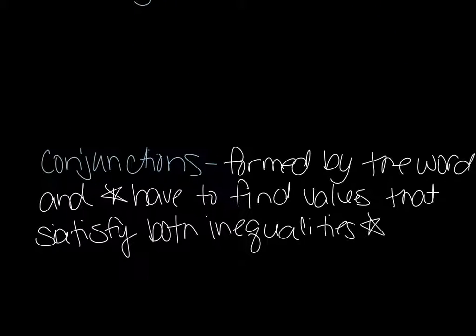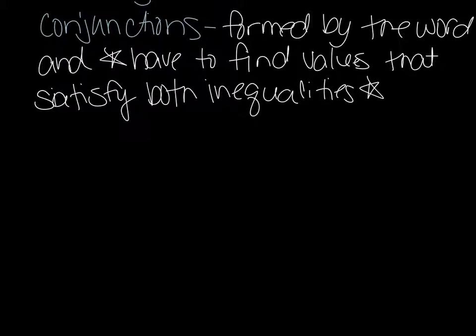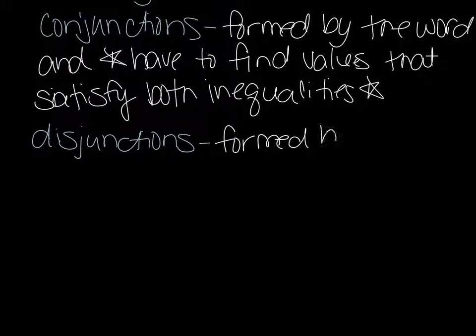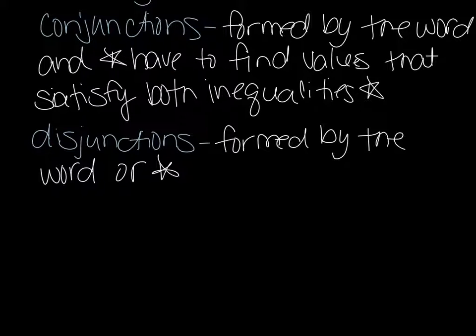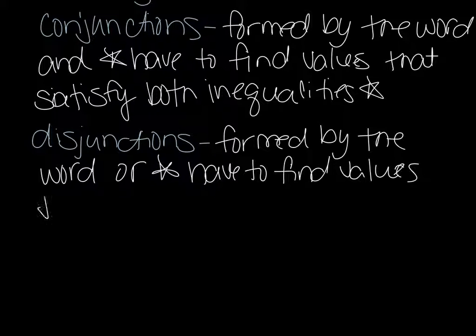Now, we have conjunctions. We also have disjunctions, which is almost the same thing, but disjunctions are formed by the word or. And for disjunctions, these ones are kind of easier to graph because for these ones, we have to find the values that satisfy either inequality.